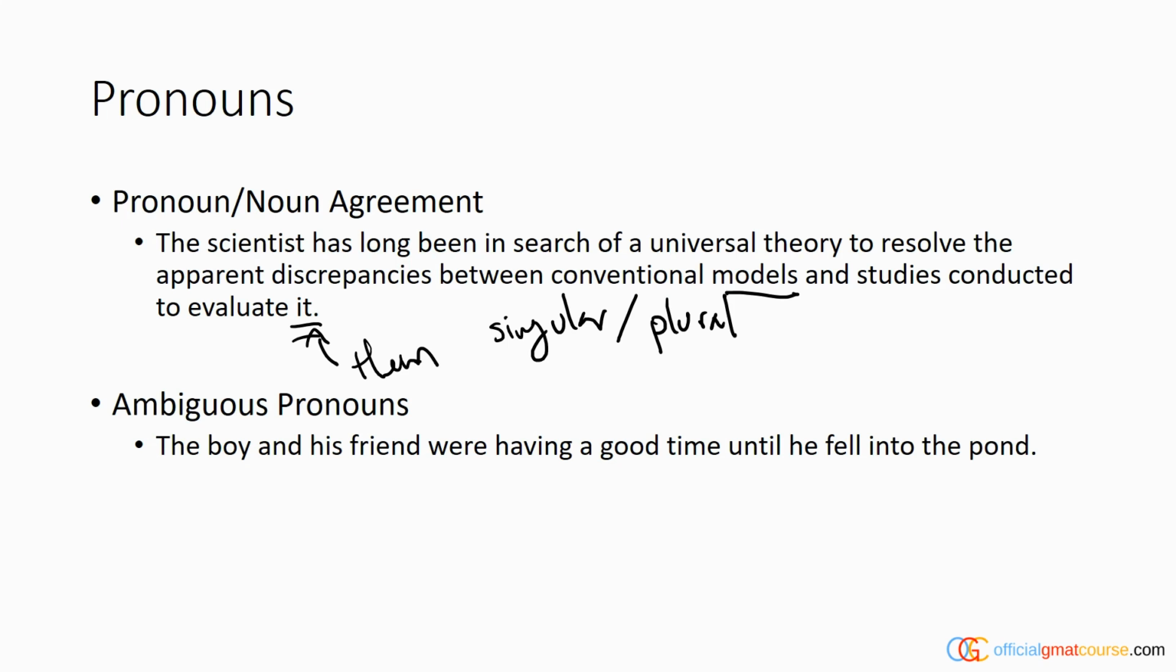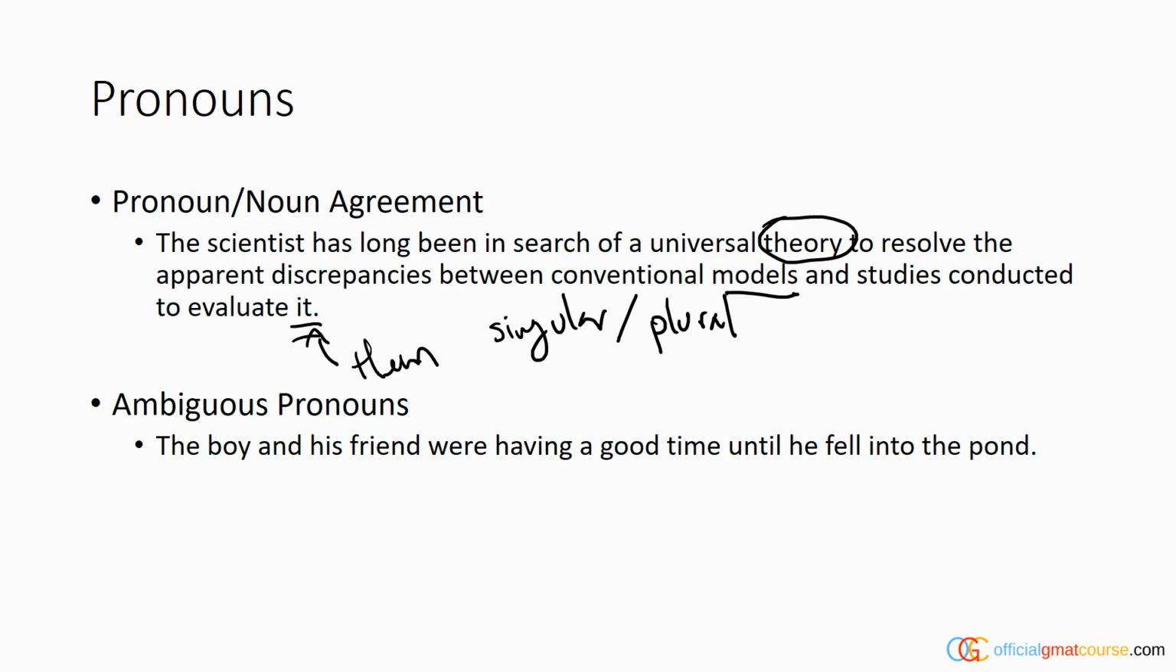Because we're talking about the models here. We're not talking about the universal theory, which is singular, because he's been in search of a universal theory. There are no studies conducted to evaluate the universal theory if he's still searching for it. This must be talking about them, the conventional models, and logically, as I read it in my head, we are talking about these models, plural.